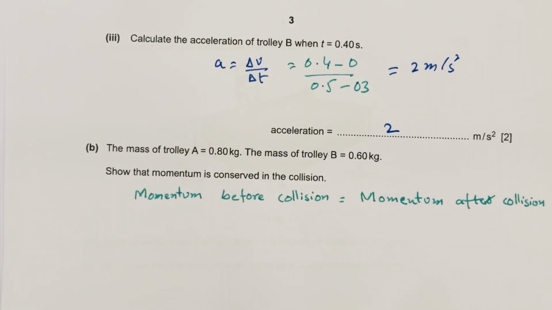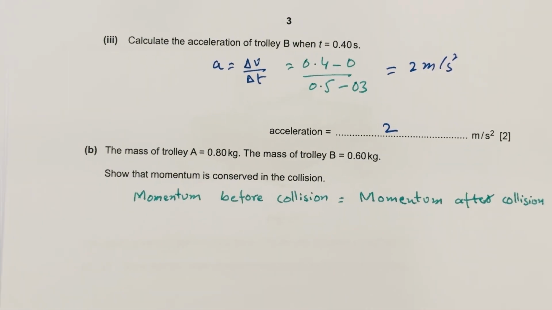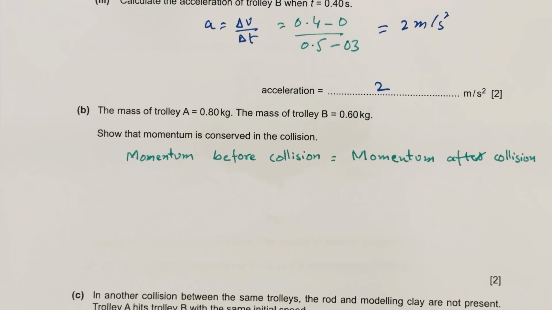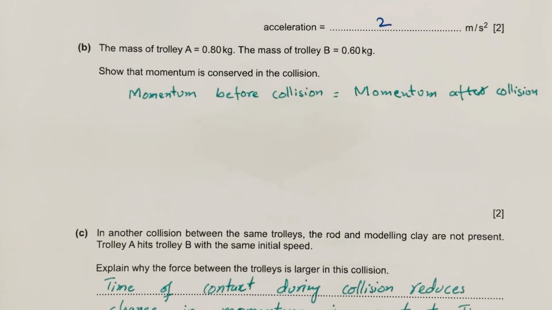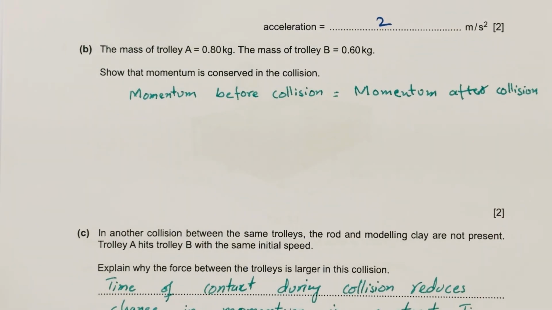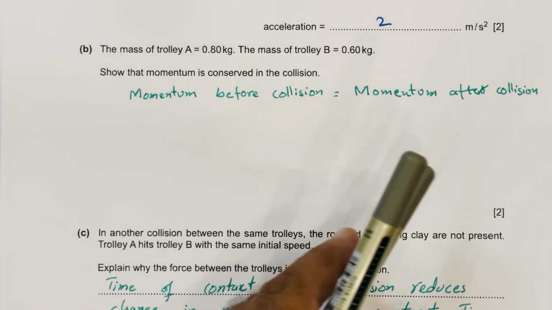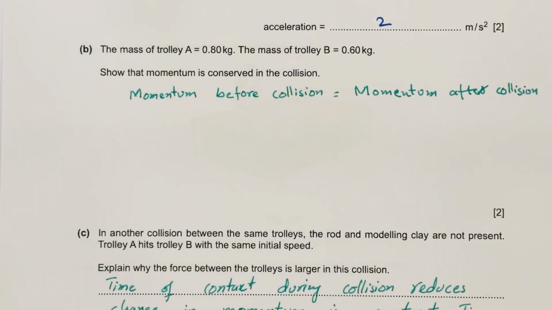Moving to part B: the mass of trolley A is equal to 0.8 kg and the mass of trolley B is 0.6 kg. Show that momentum is conserved in the collision. What is the conservation of momentum? It means that momentum remains constant, or the momentum before the collision and after the collision must be equal.